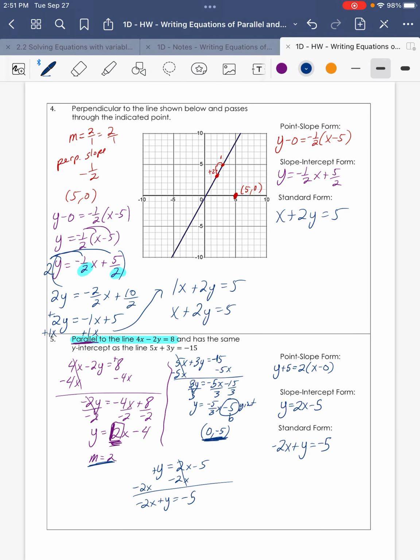All right, hopefully this made sense. Please come to class with any questions. You'll have the test in probably the next 2 or 3 classes from now. So this is 1D. You have a quiz next class on this.